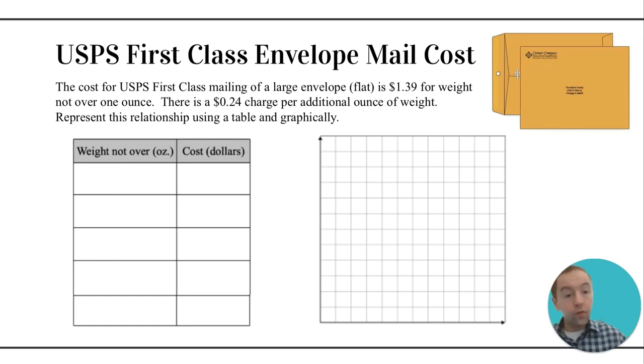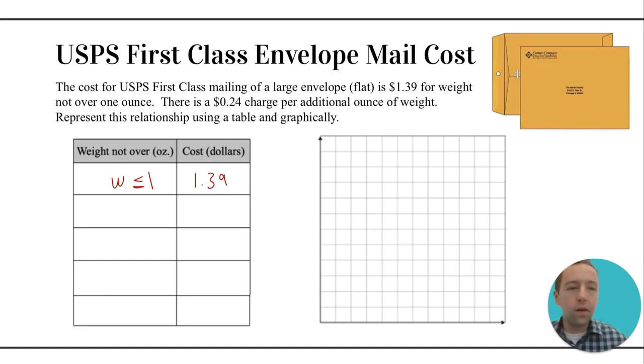As it gets heavier, for each additional ounce above 1 ounce, there's an additional 24 cents that they're going to tack onto that charge. So representing this in just sort of a table, ultimately the earliest cost that you can have is $1.39, but that's for the weight that's not over an ounce. So if the weight is less than 1 ounce and also equal to 1 ounce, then it's going to cost that, right?